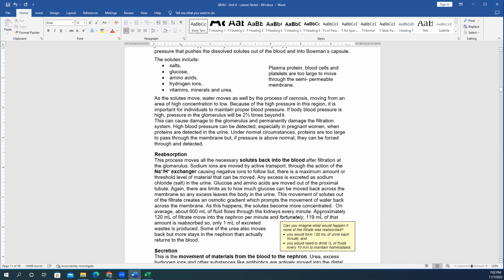So just as a note, can you imagine what would happen if none of this filtrate was reabsorbed? So 119 milliliters of it is reabsorbed, but can you imagine if none of it was? This would mean that we would be making 120 milliliters of urine every minute. And in order to replenish the amount of fluid that's lost, we would need to be drinking 1 liter of fluid every 10 minutes just to maintain our homeostasis and to maintain our fluid levels.